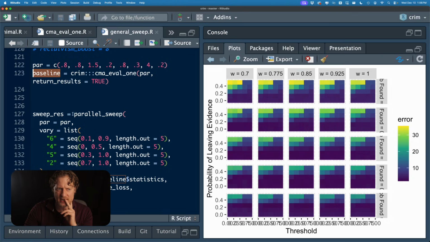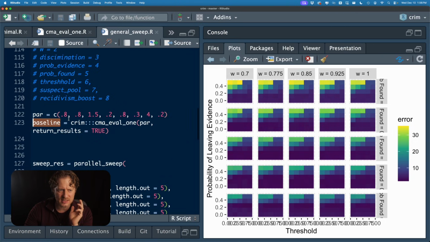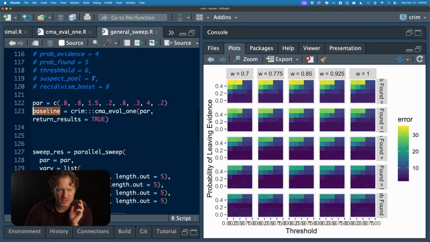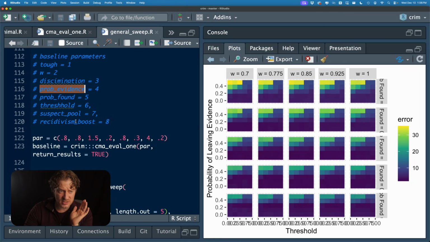So I'm going to actually go to a previous version of myself to talk about what I discovered and what I tried to do. What I'm doing is systematically varying 4 parameters. Let's see. I'm varying number 6, which is threshold, number 4, which is the probability of leaving evidence, number 5, which is the probability of being found, and number 2, which is W, which is how much circumstances versus criminality factor into it.